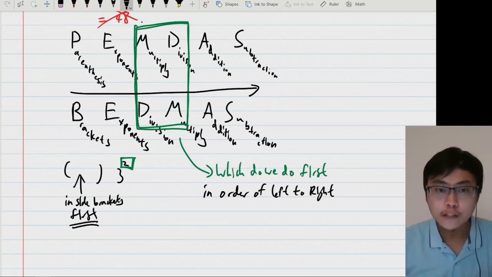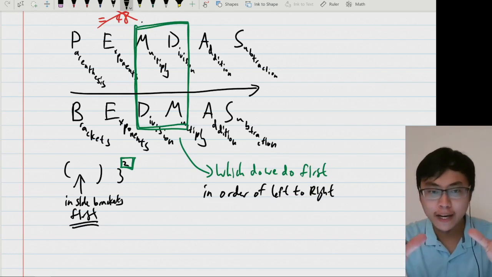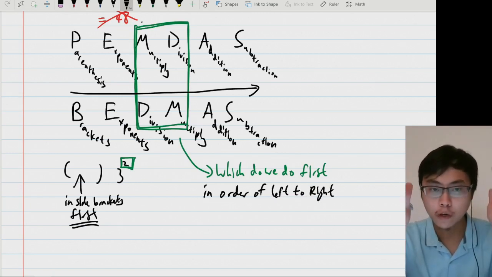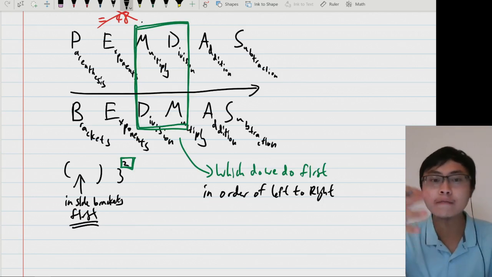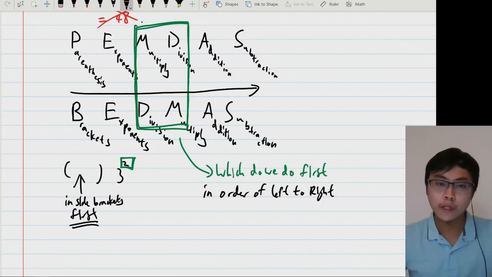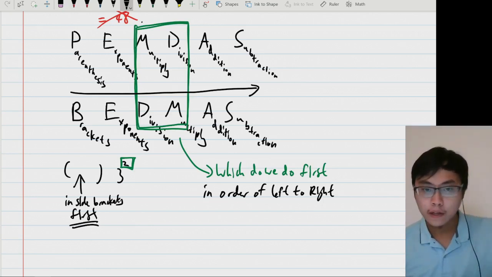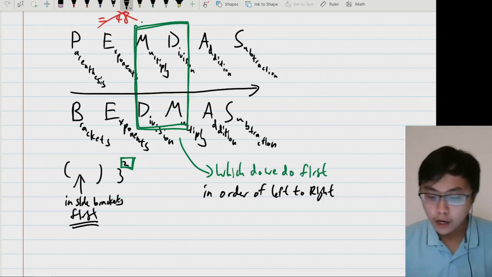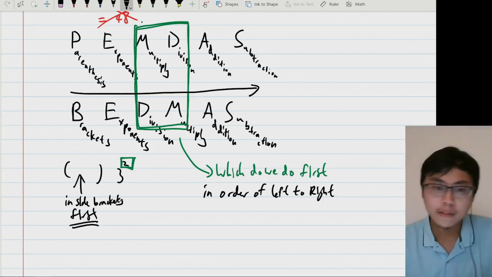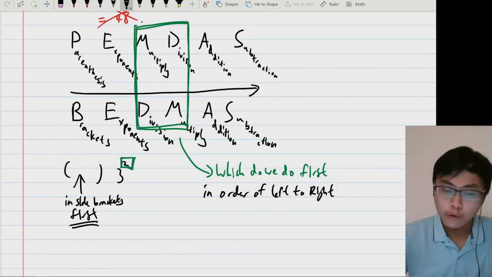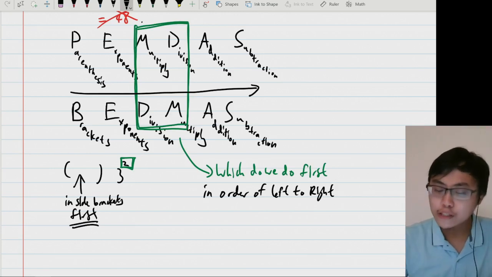If there is multiply and divide next to each other, so there are two operations, something times something divided by something, you would do it in order from left to right. If it's divide first then multiply, then you divide first then multiply. And then last you do add and subtract.